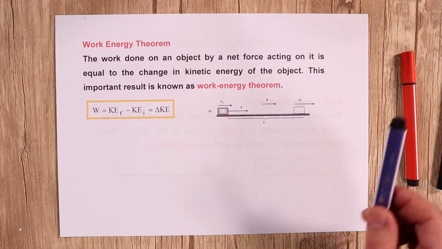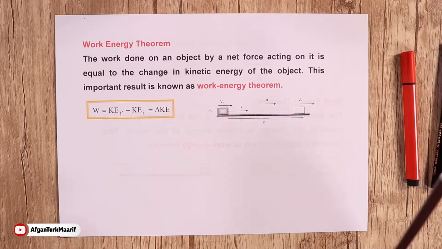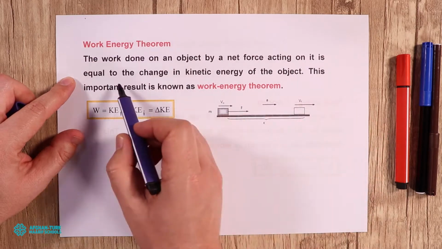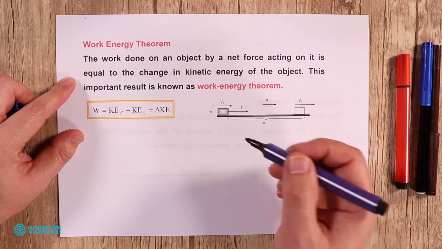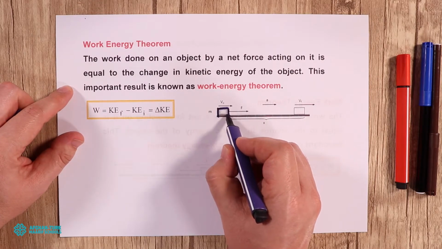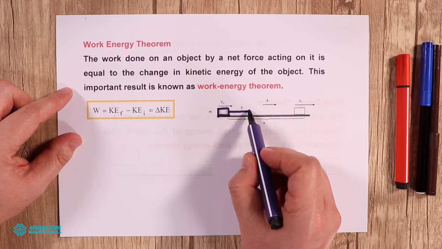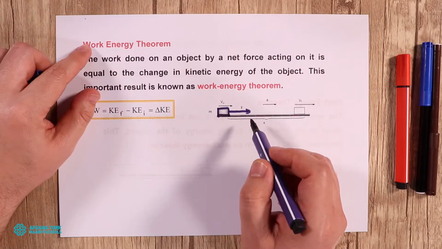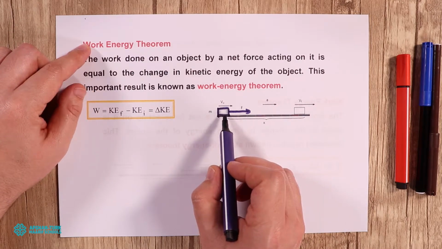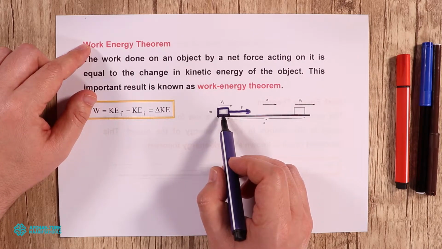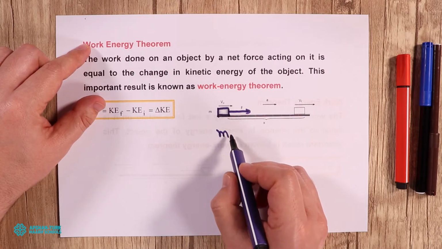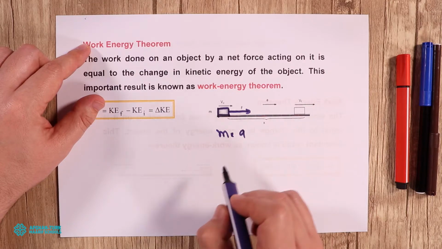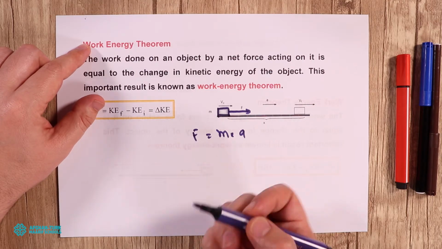Here the work energy definition is given: the work done on an object by the net force acting on it is equal to the change in kinetic energy of the object. Let's see here, the object is given, and some force is applied on it. When the force is applied, motion or acceleration is produced. The object must have some mass, and the force also produces acceleration, so we can say F is equal to ma.